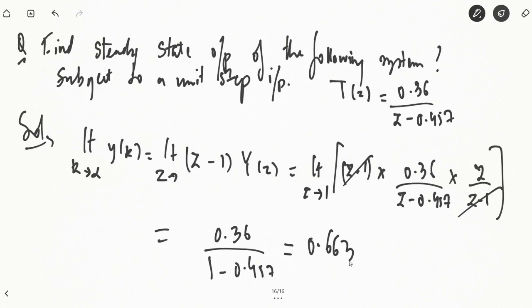So using the final value theorem, you have studied the final value theorem in case of Laplace: limit t tends to infinity, y(t) is equal to limit s tends to 0, s Y(s). That's your final value theorem in the Laplace domain. In the Z domain, it is limit k tends to infinity y(k) is equal to limit z tends to 1, (z minus 1) Y(z). So this is how you find out the steady state output of a system.